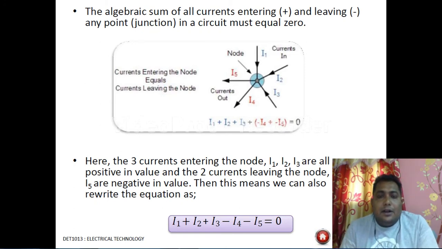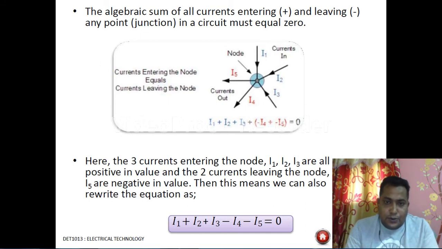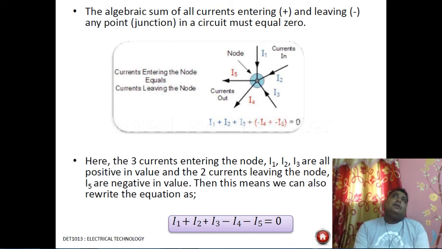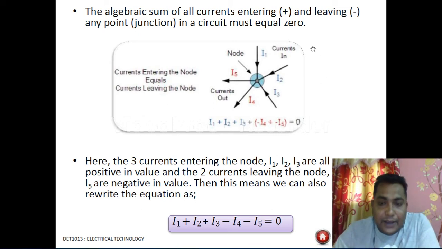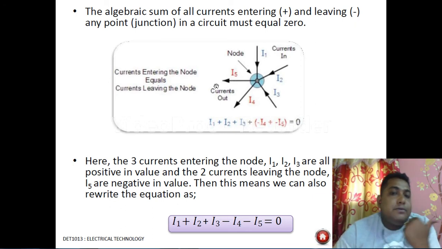Yes. Now the thing is the direction. To make you understand that, say there is a particular diagram where 5 current directions are shown. Within that, 3 are incoming, I1, I2, I3, and I4 and I5 are going out. So we have to express mathematically, by expression, that it is going out.